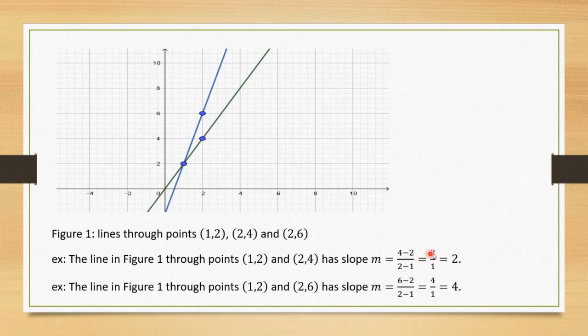Here, they both start at 1, 2, but this line passes through 2, 6 instead. So it's the blue line here, as you can see. And the slope of that line is 4. So notice that both of the lines have a positive slope.